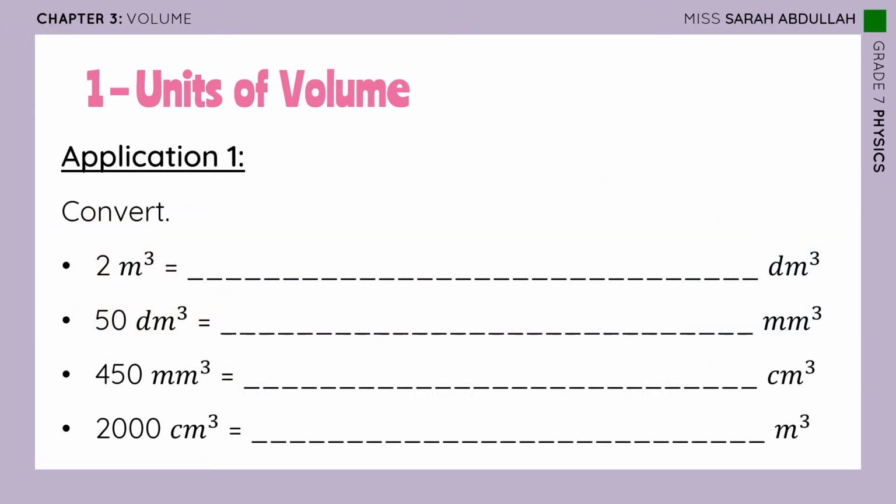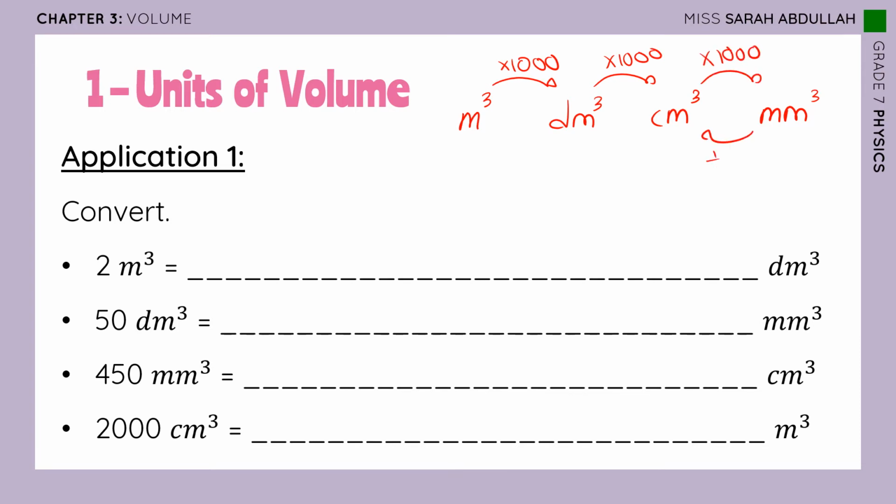Application 1, it says convert. So I need to convert between these different units of volume. Before we start, we have to actually write or draw the map of conversion. So we have the cubic meter, the decimeter cube, the centimeter cube, and the millimeter cube. Now we multiply by 1,000, and then another 1,000, and another 1,000. And then the other way, we divide by 1,000. You guys draw it also in your copybooks, because we need to practice it.